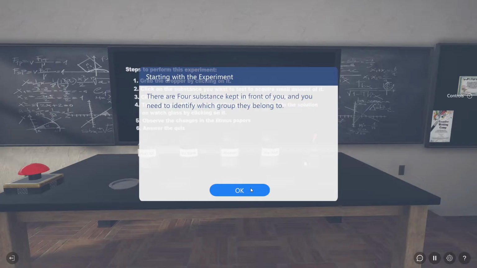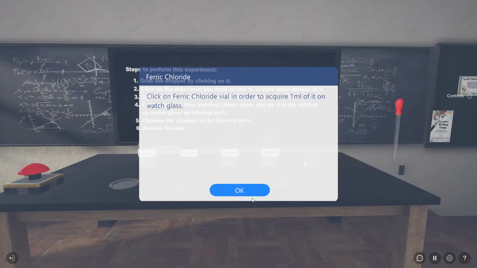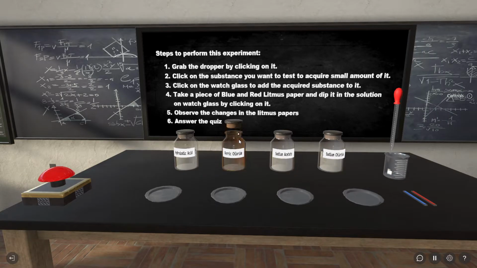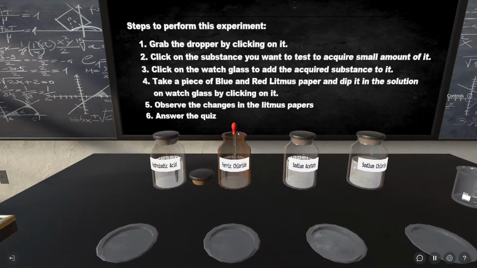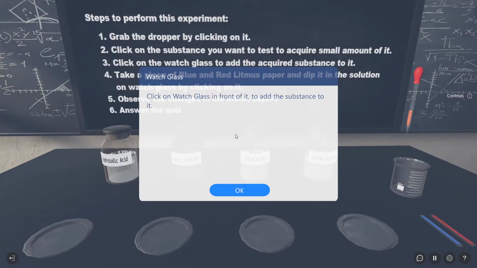There are 4 substances kept in front of you, and you need to identify which group they belong to. Click on the dropper to grab it. Click on the ferric chloride vial in order to acquire 1 milliliter of it on the watch glass. Click on the watch glass in front of it to add the substance to it.